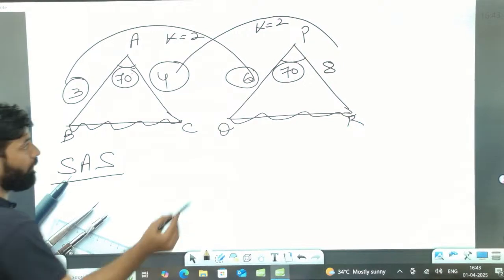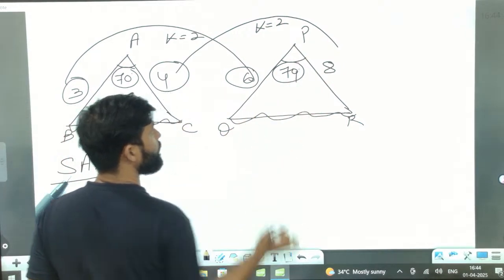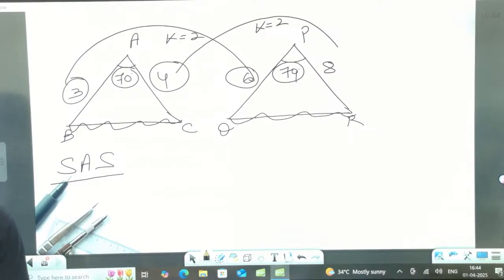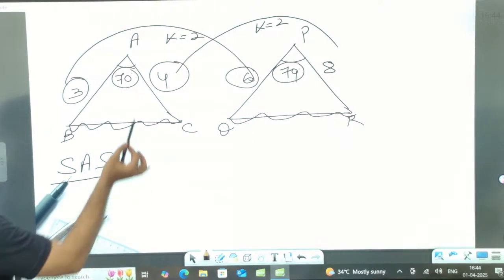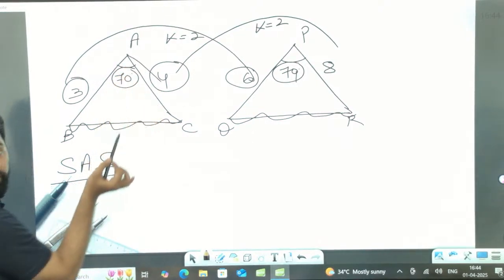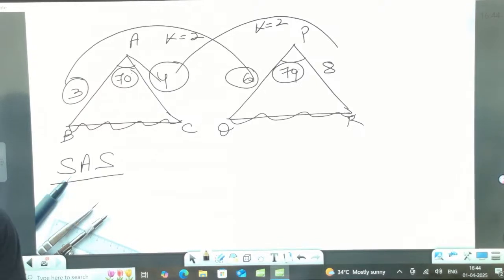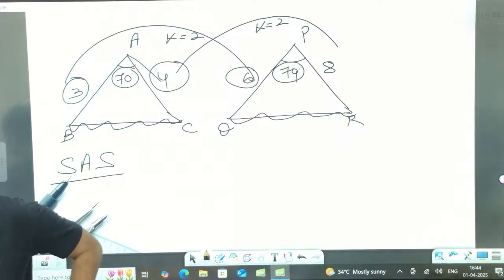If this angle is 79 degrees, will they be similar? No, because obviously the k factor is the same, but we don't have the same angle. Here if I want to place it now, it will be somewhat like this. So we cannot superimpose it. Okay, getting it? Shall we move to the next one? Okay.